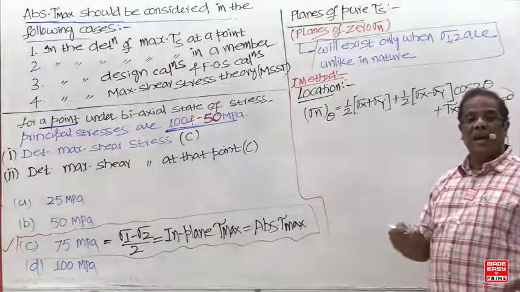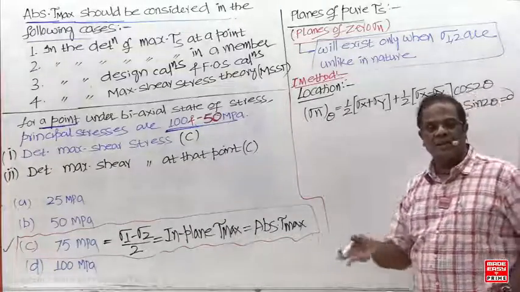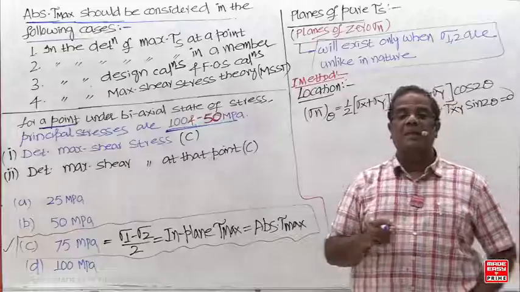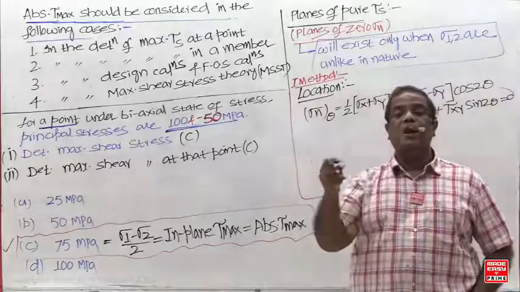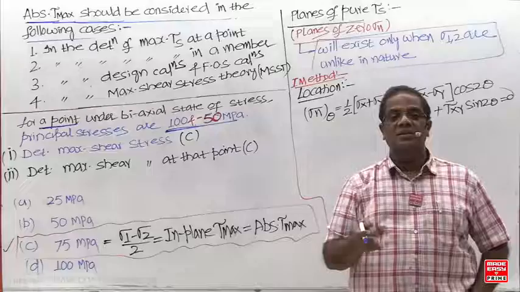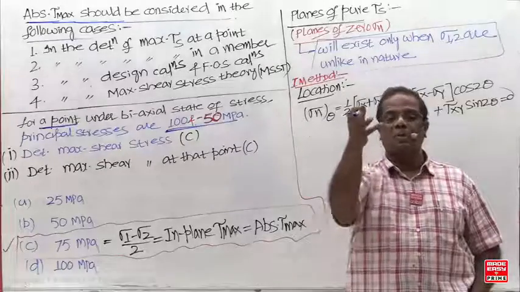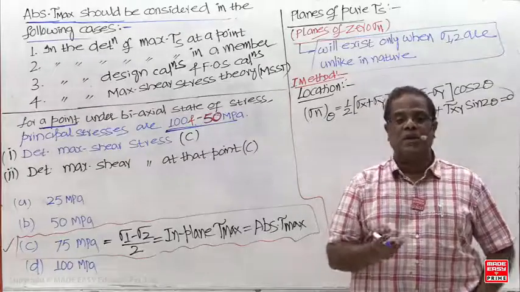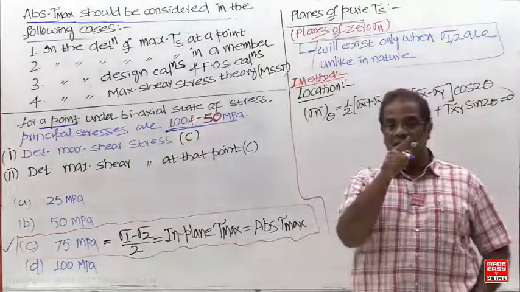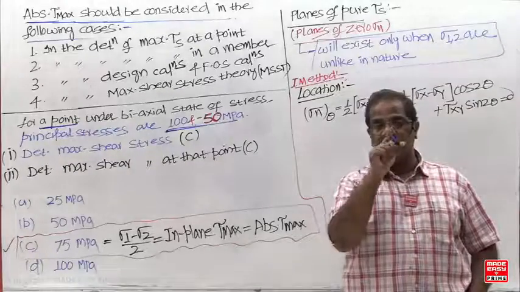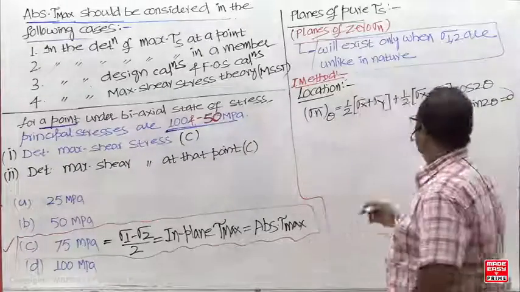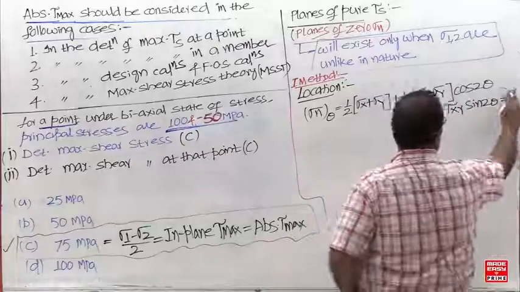When they are equal unlike, sigma n star is 0. Just now you wrote sigma n star equal to sigma 1 plus sigma 2 by 2. When sigma 1 and sigma 2 are equal unlike, sigma n star is 0, meaning the tau max plane will become the plane of pure shear. Clearly I have given each and every definition. Please go through those definitions and conditions. So from this one, you can equate it to 0.